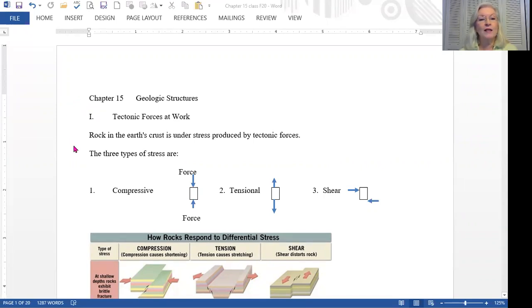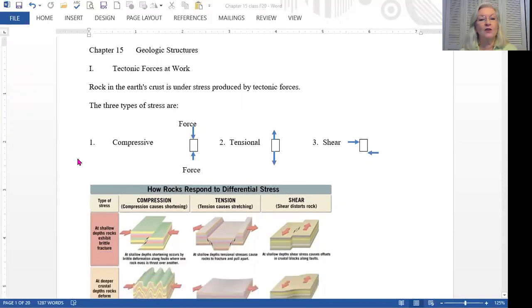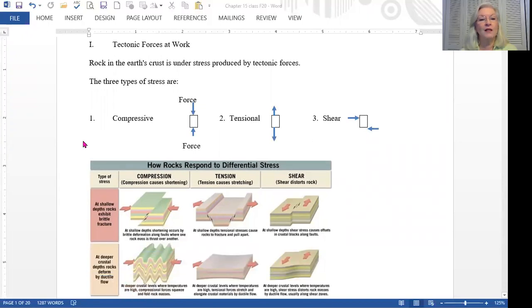So the stresses that we're talking about fall into three broad categories. You can have compressive stress, and you'll notice in the drawing that the blue arrows representing the forces point in the same direction towards the center of the object. So you would find this if you had tectonic plates that were at converging boundaries, where they came together.